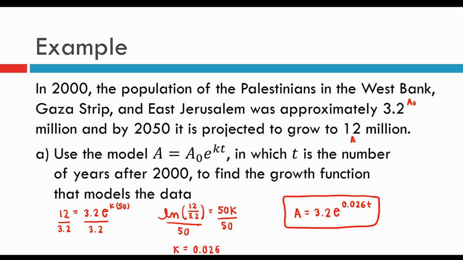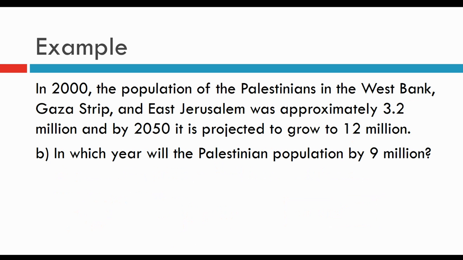All right, so then moving on to part B of this. We're going to use the model that we just came up with, but now it says, in which year will the Palestinians' population be 9 million? Okay, so now I want this to be my A value. We already have our k. We have our original A sub 0, which is 3.2. Okay, so we're going to have 9 equals 3.2 times e to that 0.026t power.